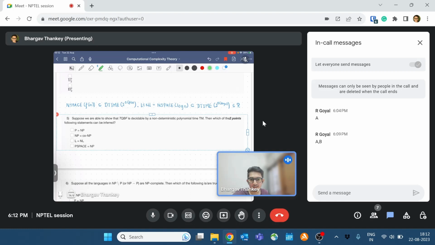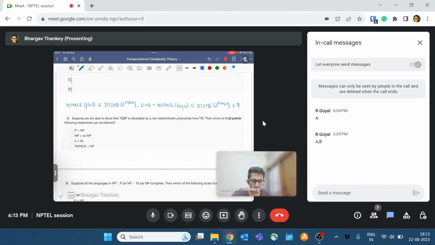Okay, TQBF is PSPACE complete, right? Yes. So if a PSPACE complete problem can be solved in non-deterministic polynomial time, then what does that mean? But then NP is always a subset of PSPACE. Right. What extra can we infer from here? We know that TQBF is there in the NP class.